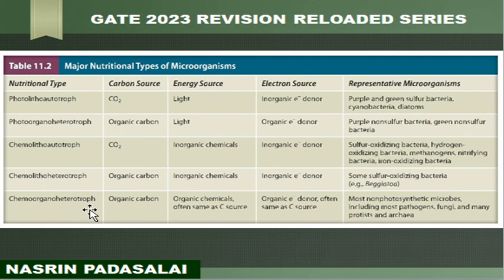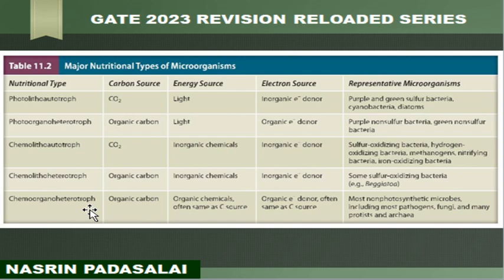If you take photolithoautotroph, the representative microorganisms include purple sulfur bacteria, green sulfur bacteria, cyanobacteria, diatoms and eukaryotic algae. Purple sulfur bacteria and green sulfur bacteria cannot oxidize water, so the electron source for them is either hydrogen or hydrogen sulfide. The representative microorganisms for photoorganoheterotroph include purple non-sulfur bacteria and green non-sulfur bacteria, whose electron source is an organic electron donor.